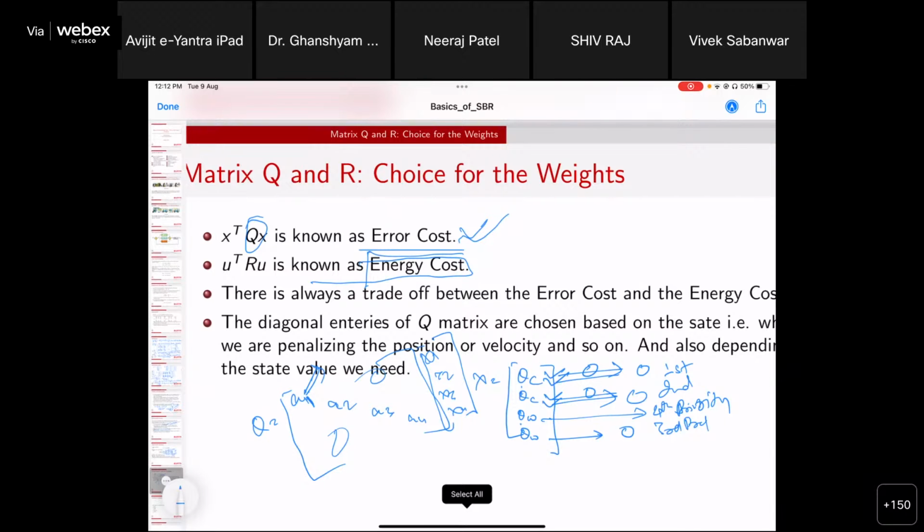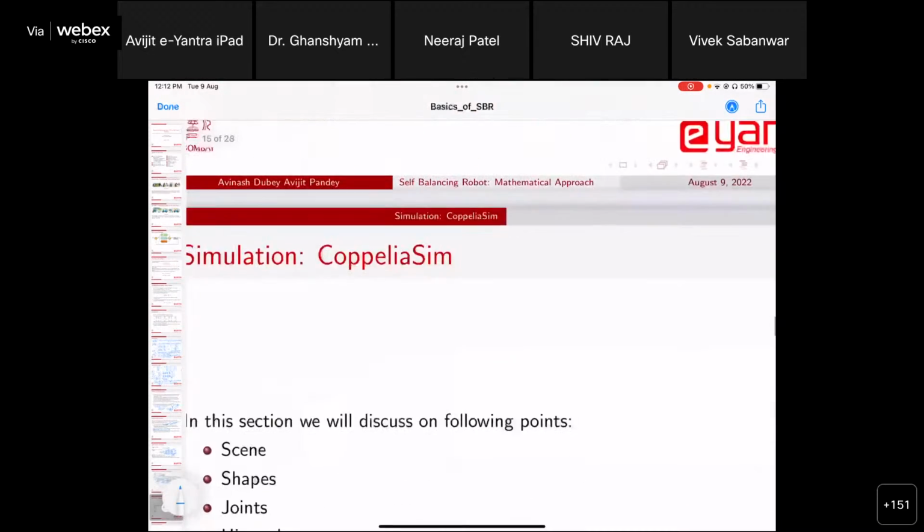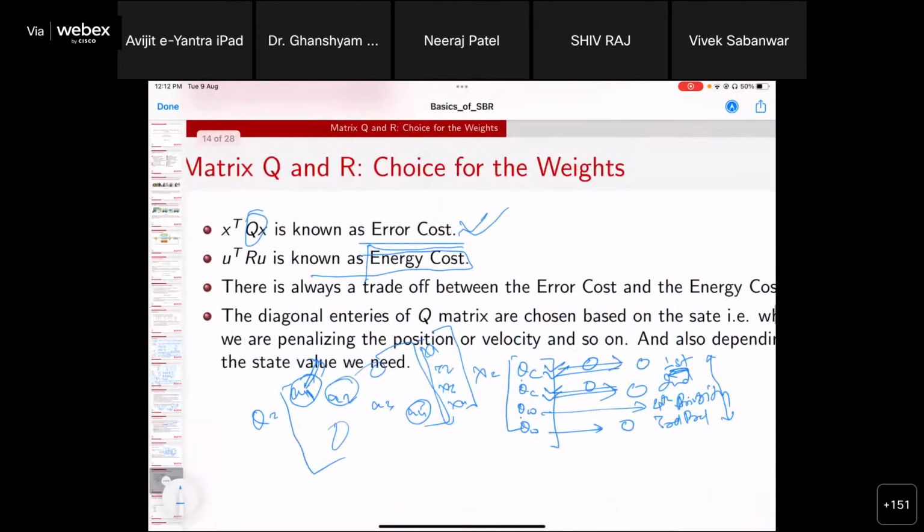So for our balancing act, we will remember that this is how we choose the Q matrix. The first state is very dear to us. We want it to be utmost accurate. So Q1 should have the highest weight. Second should be Q2, third should be Q4, and the least is Q3. You can take the least value for the Q3. This is the way we choose the matrices Q and R.